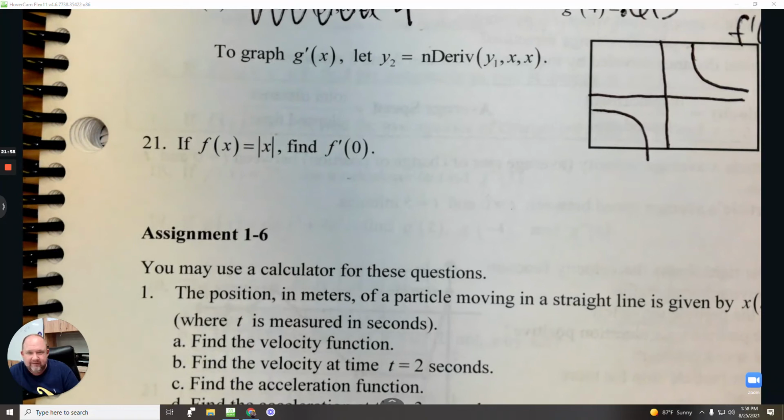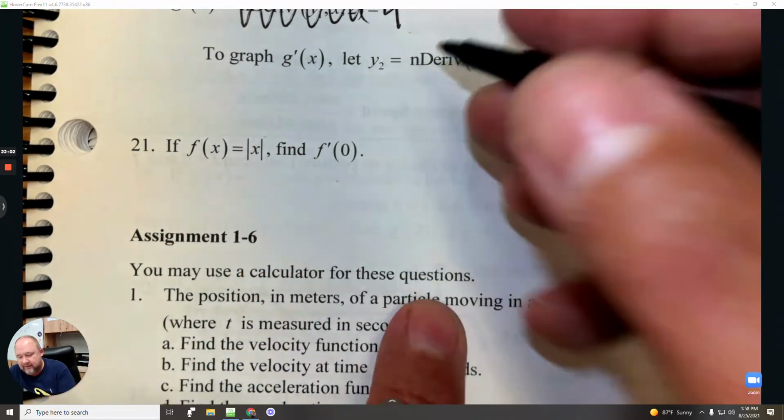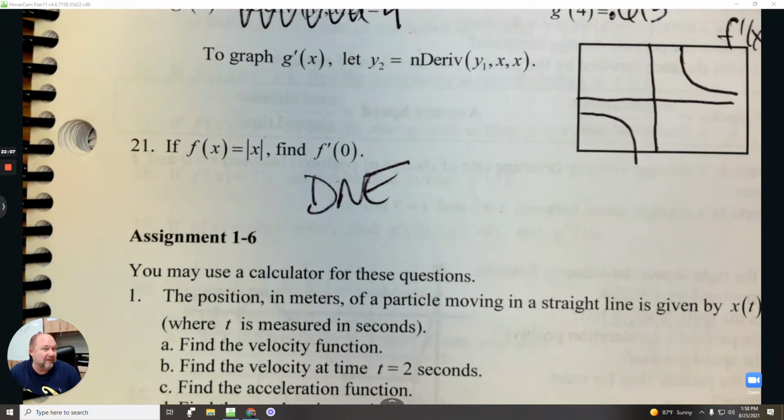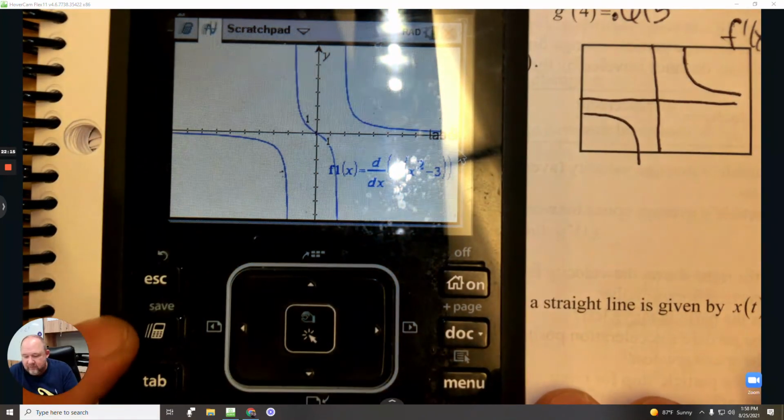All right, last one. If the function is this, what's the derivative at 0? And the answer is it doesn't exist because there's a turning point there, a sharp turn there. What does the calculator do? Let's see. Will the calculator handle that and say undefined? I bet it will.